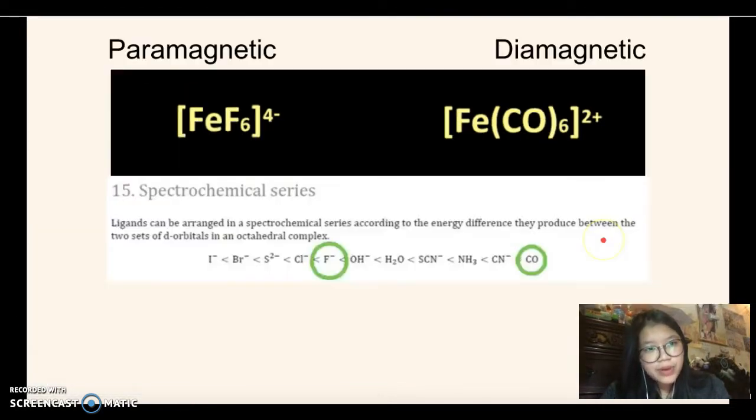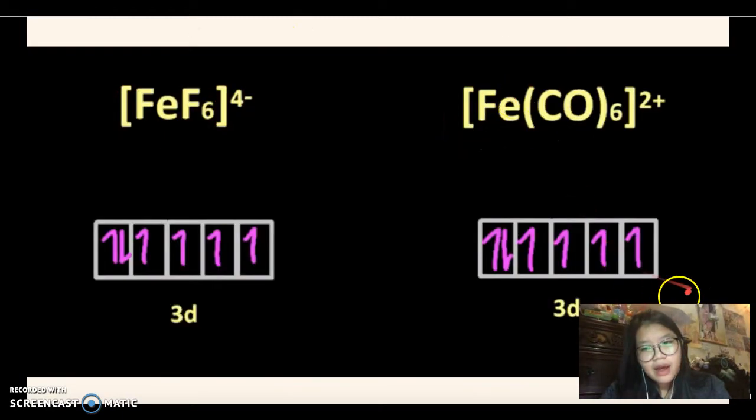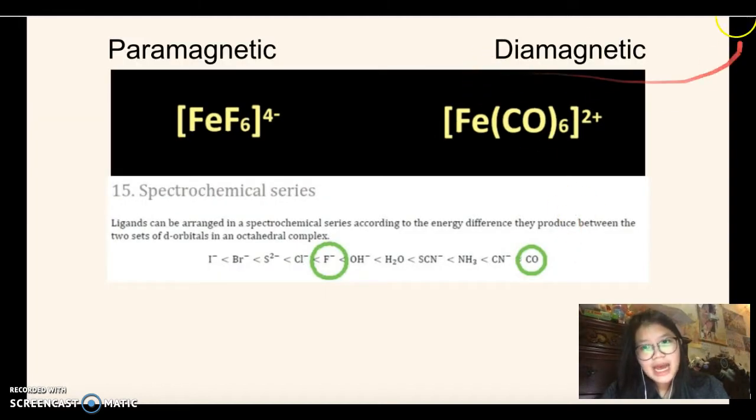And based on this, we know that this ion right here is paramagnetic. But then this one with unpaired electrons, we also think that it is paramagnetic. However, it is actually diamagnetic. Why is that? So as we mentioned before, the fluoride right here is lower in the spectrochemical series. Therefore, it has a smaller split compared to CO, which is right here.